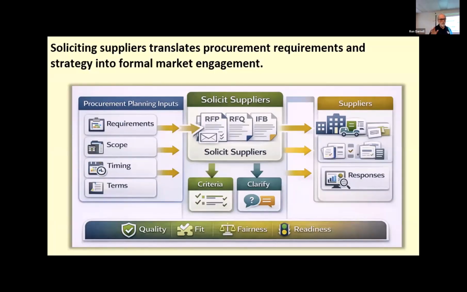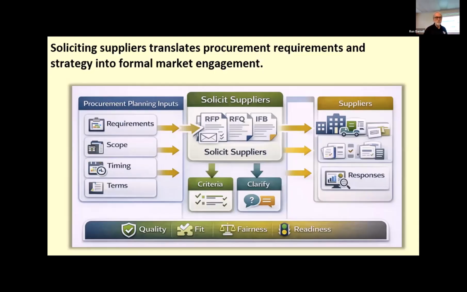This step matters because weak solicitation creates downstream problems. If requirements are unclear, if evaluation criteria are vague or teams are incomplete, suppliers may respond inconsistently, important assumptions may remain hidden, and later disputes can become more likely. A well-structured solicitation process improves transparency, supports fair comparison, and increases the chances of selecting a seller that can actually meet our project needs.